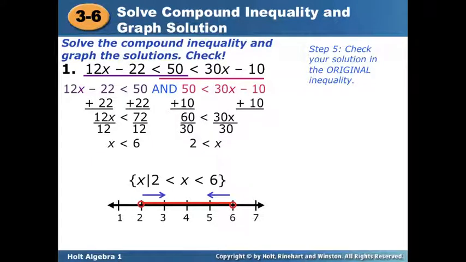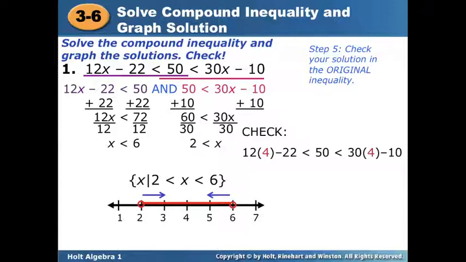To finish example 1, we'll need a check. You will check a number from the shaded region. So that means you could check with 3, 4, or 5. Always check in the original problem. I'm choosing to use the 4.